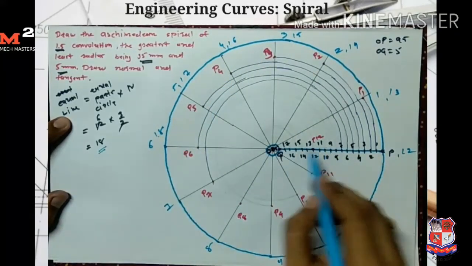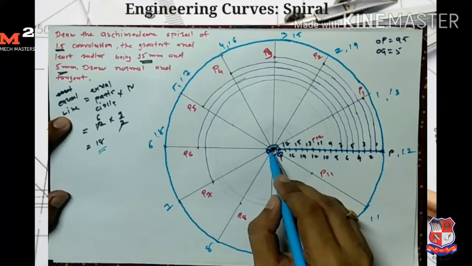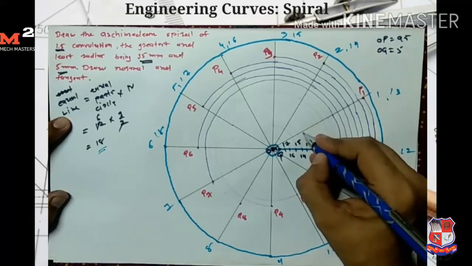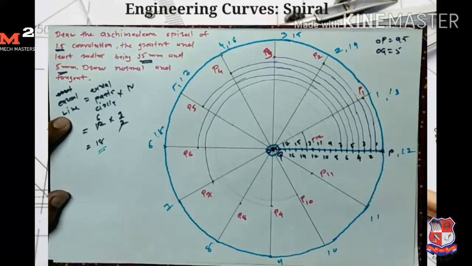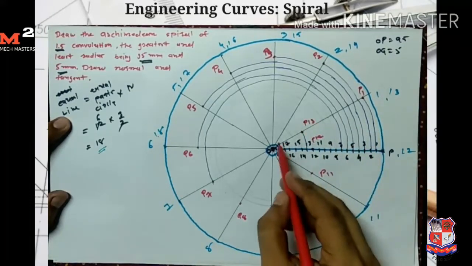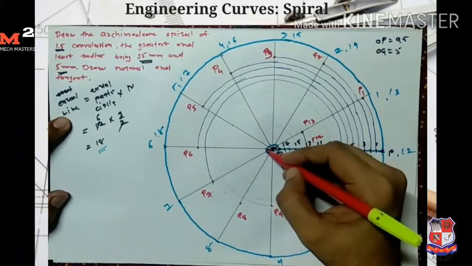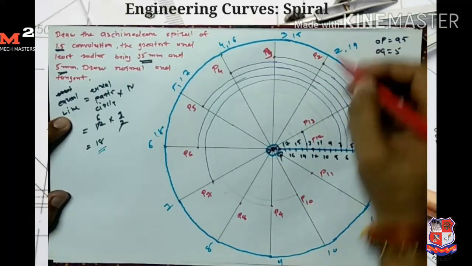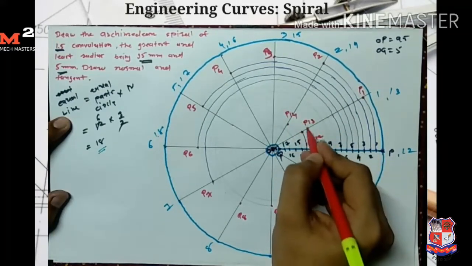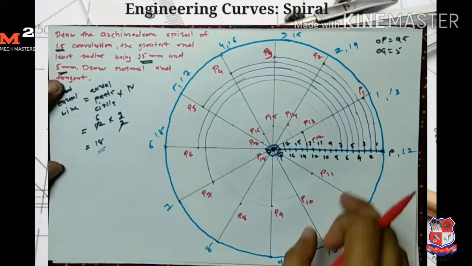Now I take O13 as a radius and O as a center, and draw the arc which intersects the line O13 here, so I get my P13 point. Similarly, I take O14 as a radius and draw the arc which intersects the line O14 here, so I get my P14 point. Similarly, I get all the points up to P18. Now I simply connect all the points.